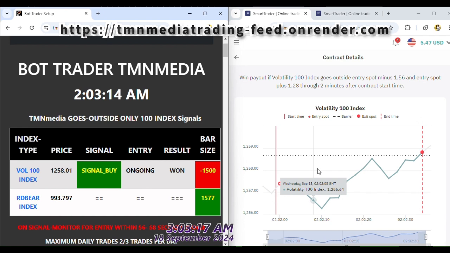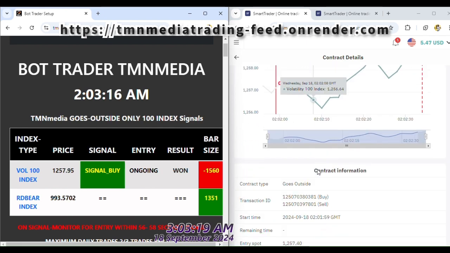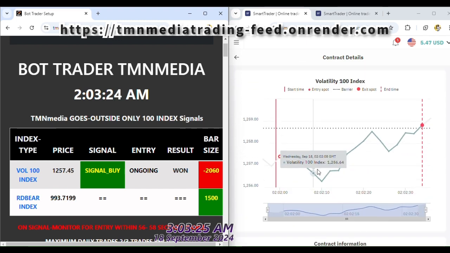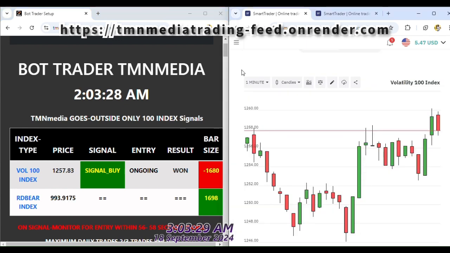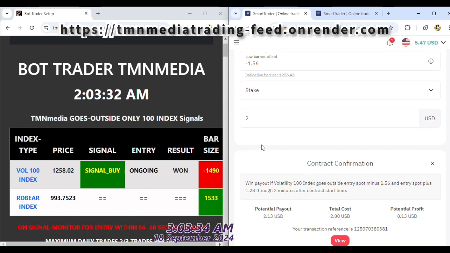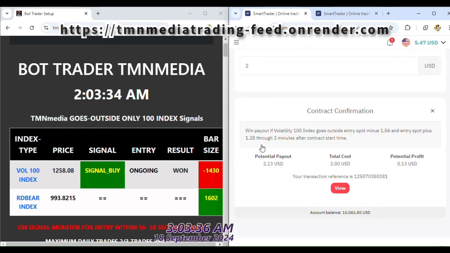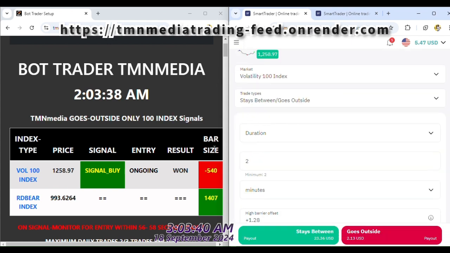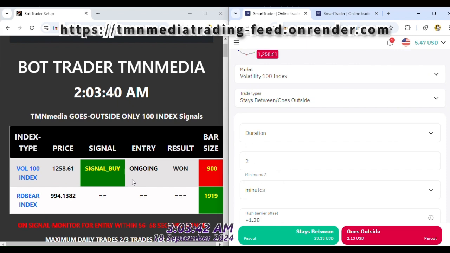But you can see I've done two trades, and I've won. So that means I've made like 6, that's like 13%. So I'll be waiting for one more trade. What I'm going to do is wait for the next signal. Maybe on the next signal, I'll get to show you the results.